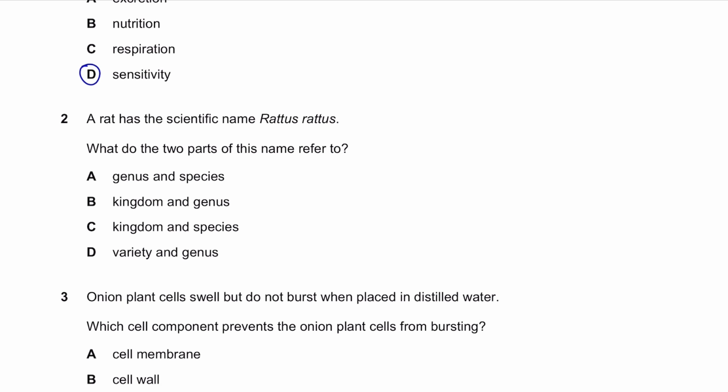Question 2. A rat has the scientific name Rattus rattus. What do the two parts of this name refer to? They refer to the last two names of naming an organism, which are the genus and species. The name should always be in italics, and the first letter of genus should be in capital letter.